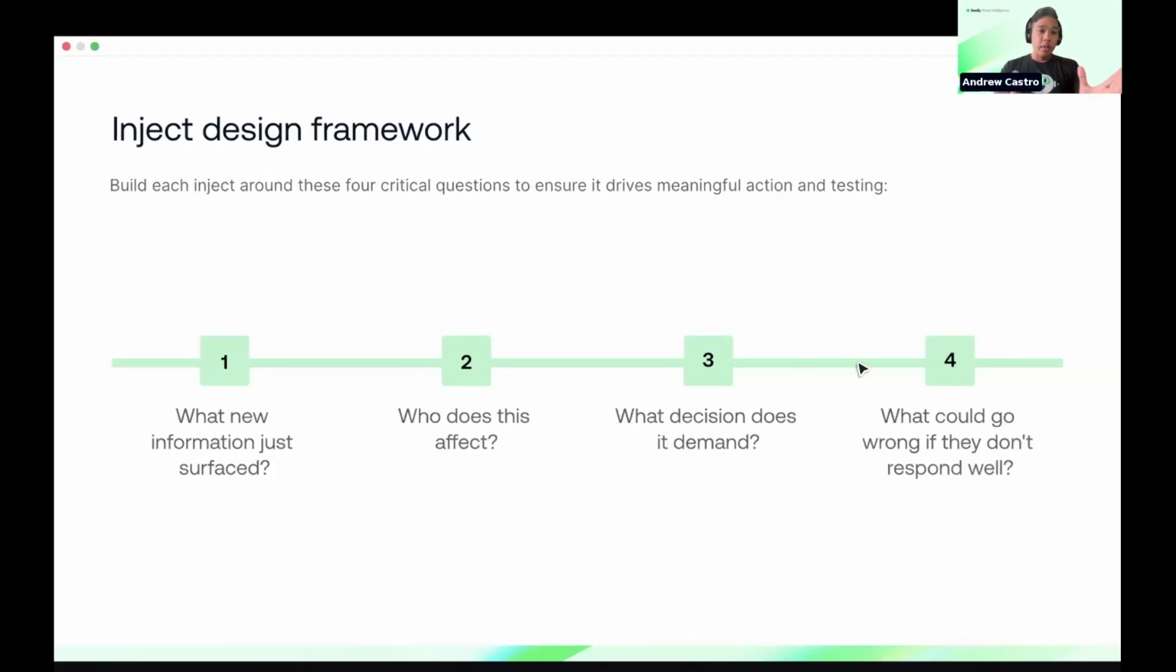Inject design framework, right? As I mentioned, you don't want to give them all the information at once. You don't want to give them all the answers. So you need to think about what new information is going to be surfaced, who will this ultimately impact, what decision will this require of those being impacted, and also provide a decision tree. What could go wrong if they don't respond well?